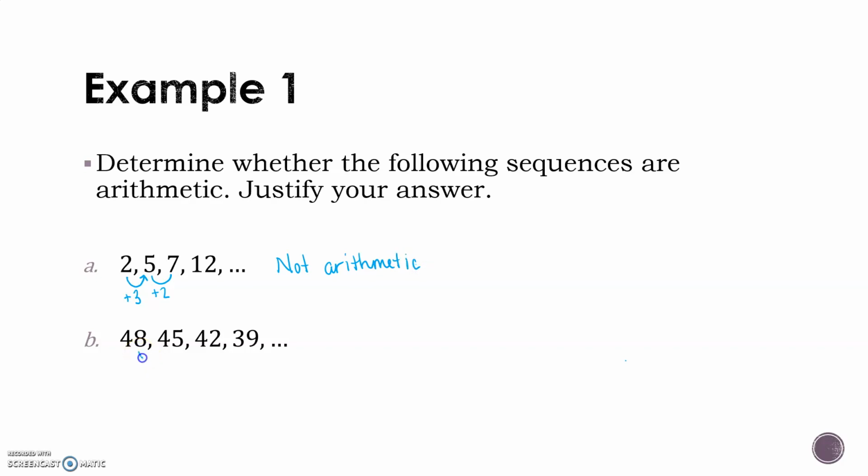If I look at this one, I'm going to check it, and okay, how do I get from 48 to 45? I subtract 3. I get subtract 3, and I see that I'm doing the same thing every single time. So this is going to be arithmetic.